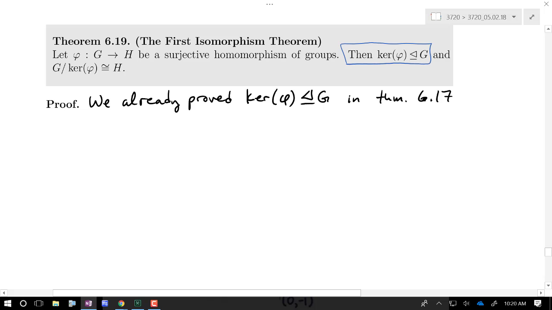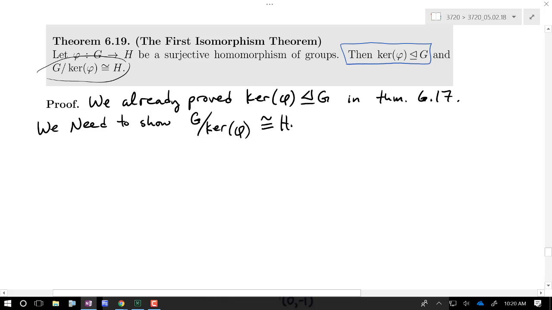This was in theorem 6.17. What we need to show is this part: that G mod the kernel of phi is isomorphic to H. If we have to show that two things are isomorphic, we need to define a function and then show that it is an isomorphism.